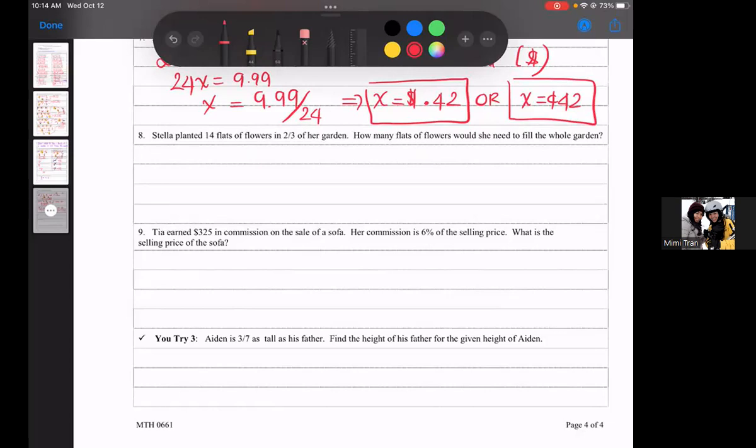I have another way of solving this, but let's do X first. So you get the point for just saying something. Let X be the number of flats of flowers.